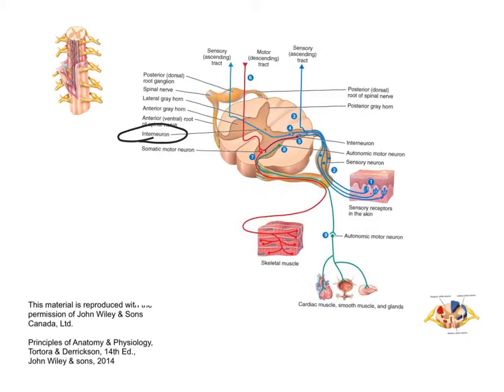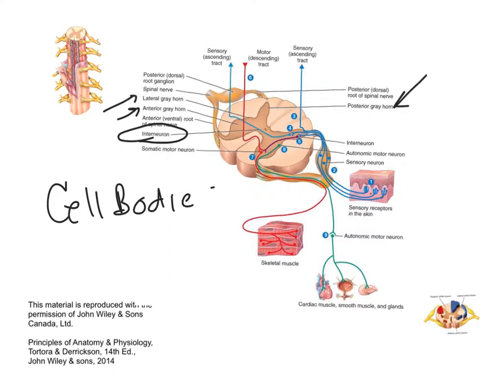And it's that butterfly structure. And just note that all these are called horns. So there's a posterior gray horn, there's a lateral gray horn, and there's an anterior gray horn. Recall that cell bodies in the peripheral nervous system, in the PNS, are found in areas called ganglion.